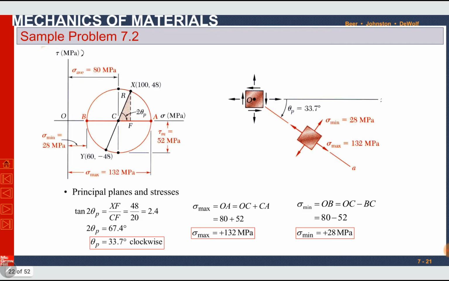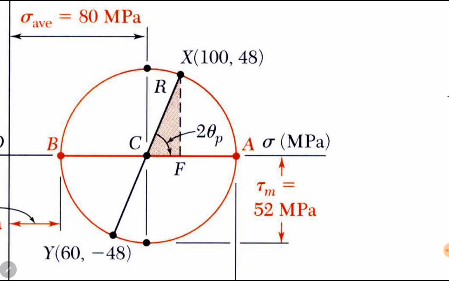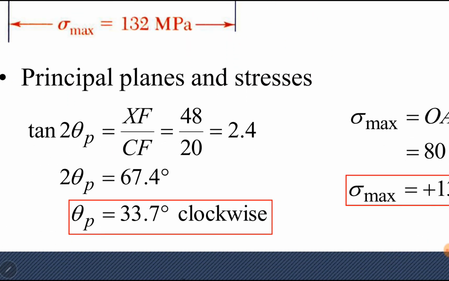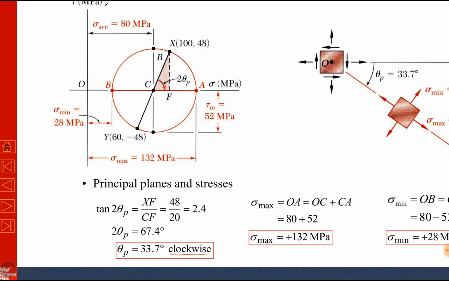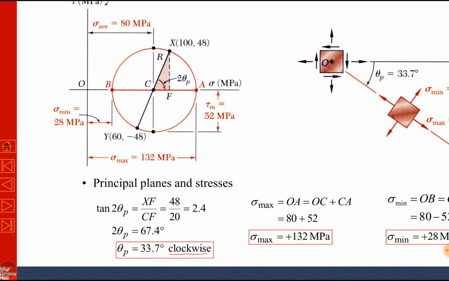Principal planes and principal stresses. Principal plane, how can you find principal plane? It is an angle of horizontal line with the x-axis. Horizontal line is here, CA, and x-axis is always CX. I have already told you CX is our x-axis. So with CX, the horizontal line has a clockwise angle 2 theta p. Clockwise, remember it, clockwise. Either you have to put a negative sign or write here clockwise. So tan 2 theta p is XF divided by CF, 48 divided by 20, it becomes 2.4. Take tan inverse, and theta p will be 33.7 degrees. And the next theta p will be, by adding 90 to it, 123.7 degrees.